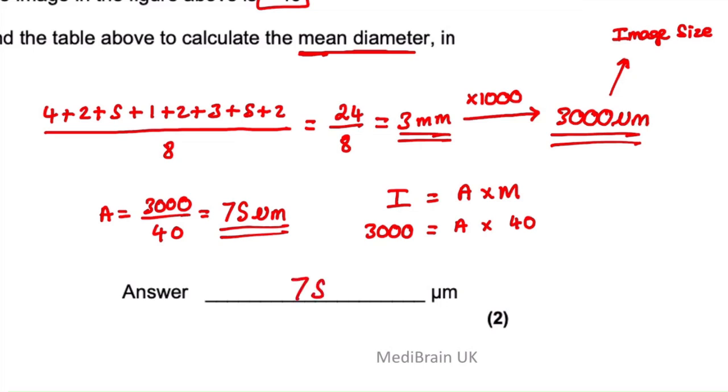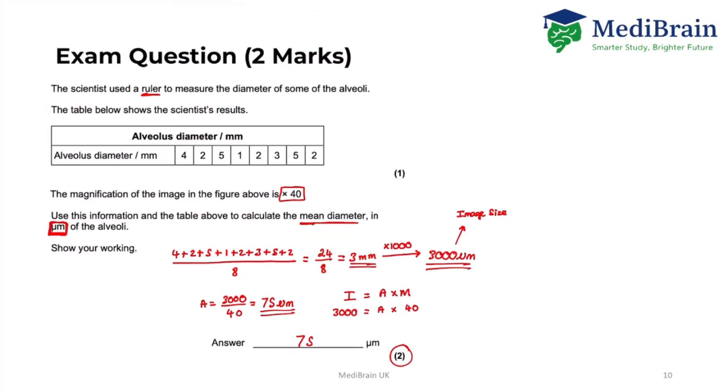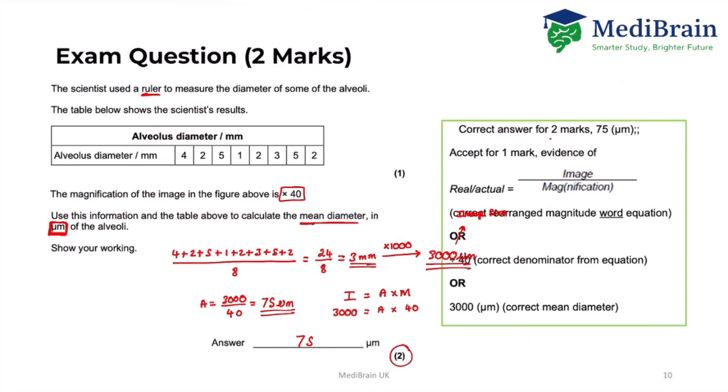Okay, so 75 micrometers for 2 marks. Okay, and there's our working out. 2 marks for 75, 1 mark for evidence of writing out this formula, or the word equation, correct denominator, which means that you divide by 40, or correct numerator, what you're dividing. Okay, anything like that will get you 1 mark, 2 marks for the correct answer.